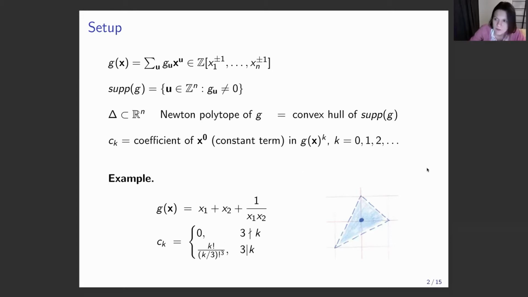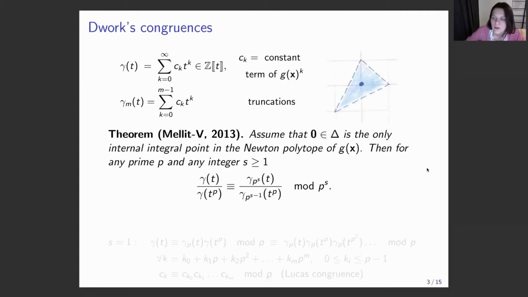There are many other examples. The phenomenon I want to consider, Dwork's congruences, can be formulated in terms of the generating function of this sequence. So c_k are our constant terms of powers of a fixed Laurent polynomial. We introduce another variable t and consider the generating series. This is a formal series with integral coefficients. And we will also need truncations. Gamma_m means the truncation of the first m terms in gamma, so everything up to degree t to the m.